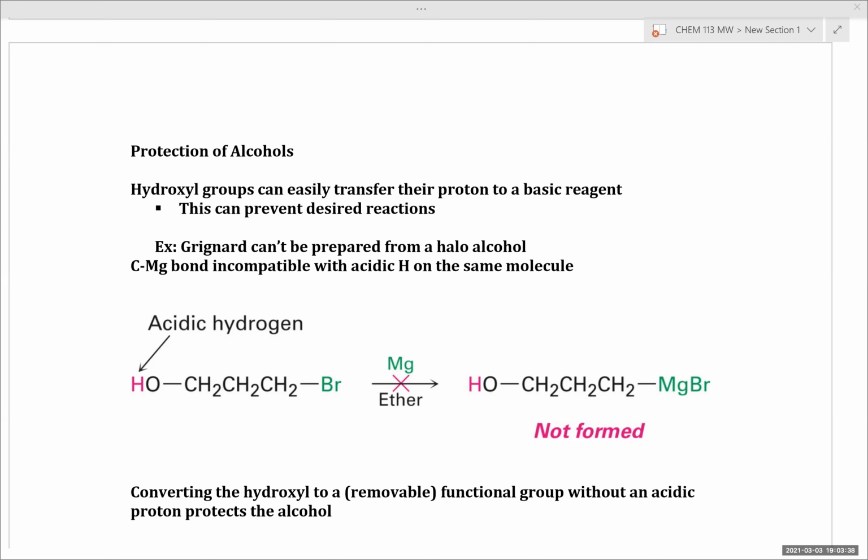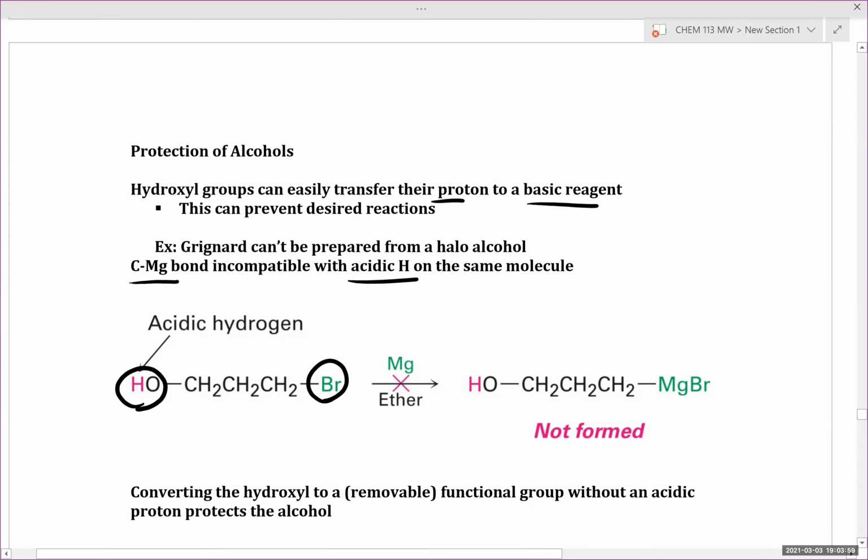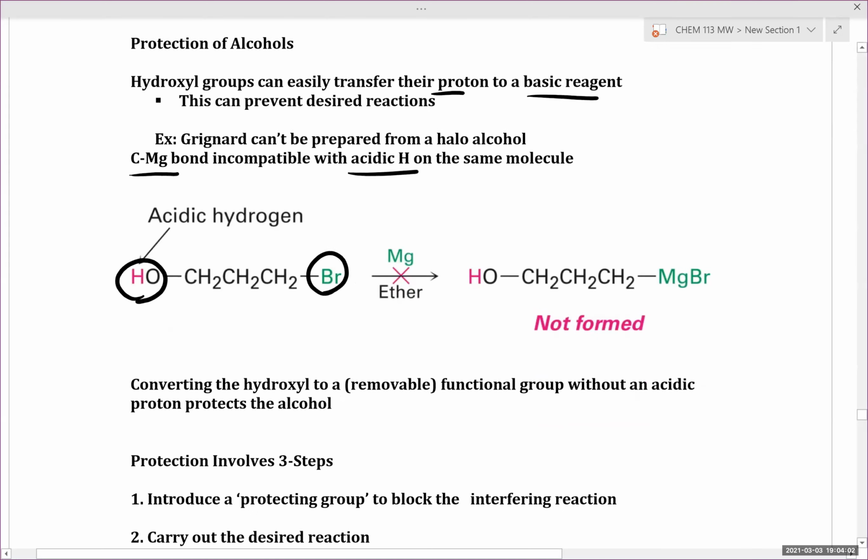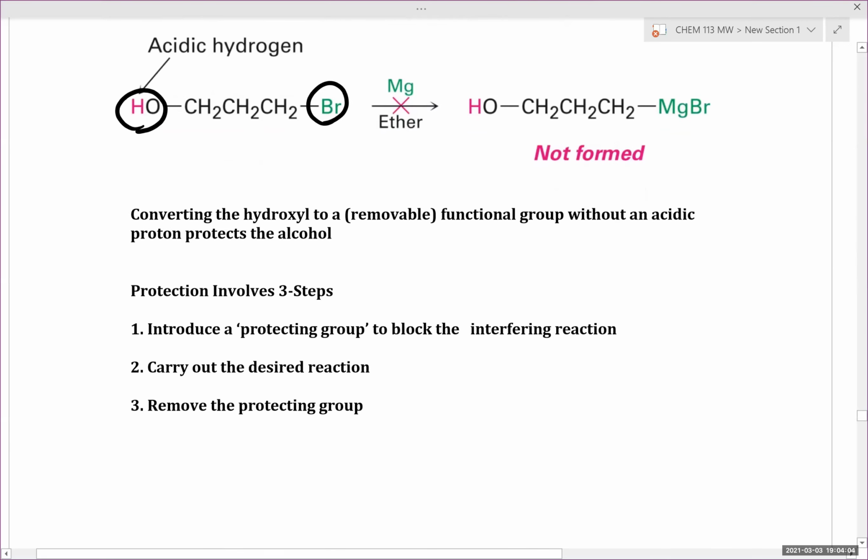So hydroxyl groups can easily transfer their proton to a basic reagent. For example, if you have an alcohol and an alkyl halide and you try to make a Grignard, this reaction will fail miserably. The carbon-magnesium bond is incompatible with the acidic protons in the same molecule. So one way to get around this is we can convert the hydroxyl group to a removable functional group without an acidic proton. So protection involves three principal steps.